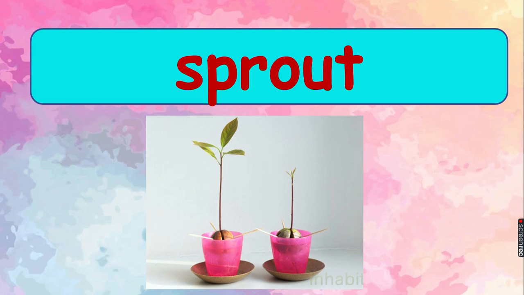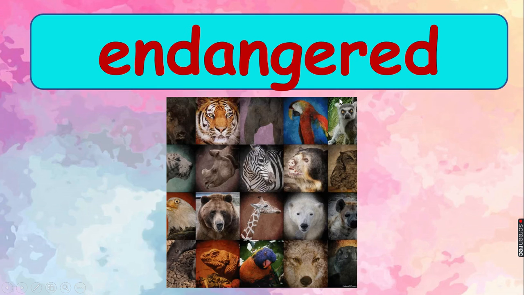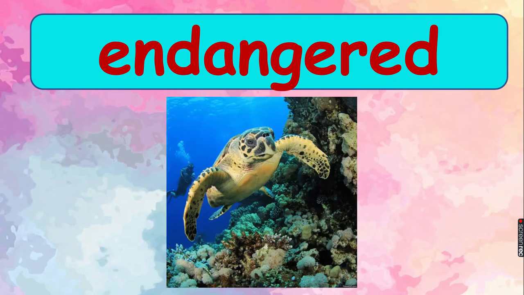Next is sprout. Sprout. This is a tiny plant that grows out from the seed. The small plant or the very young plant is called a sprout. Usually sprouts don't have a lot of leaves yet. They're just still growing. Let's say the word again. Sprout. Sprout.